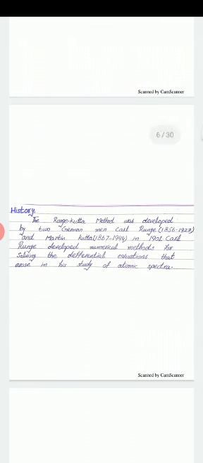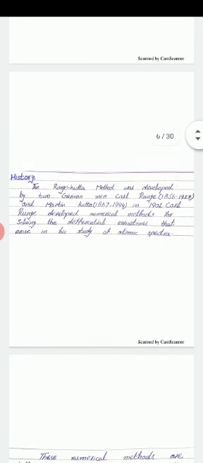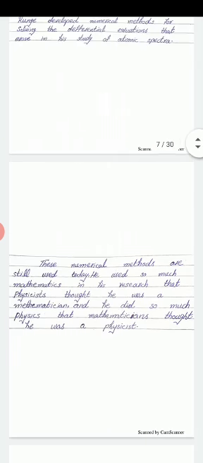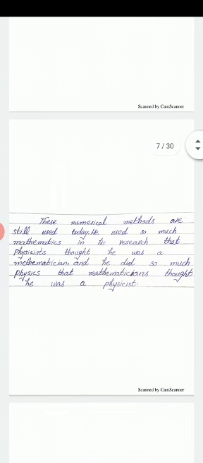Now we will discuss the history of the Runge-Kutta method of order 4. The Runge-Kutta method was developed by two German men, Karl Runge, 1856 to 1927, and Martin Kutta, 1867 to 1944. In 1901, Karl Runge developed a numerical method for solving the differential equations that arose in his study of atomic spectra. The numerical methods are still used today.